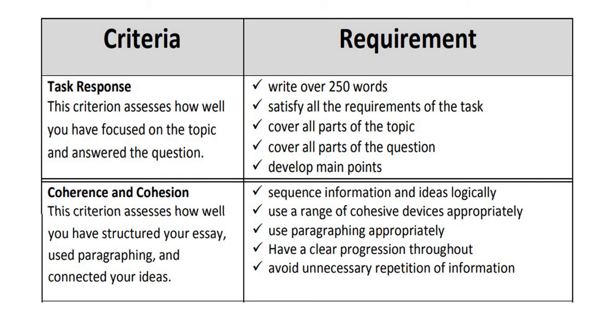So going back to the criteria and the requirement, number one here is TR. This criterion assesses how well you have focused on the topic and answered the question. This includes word count. As you know, in task 1, at least 150 words. In task 2, 250 words. You have to satisfy all the requirements of the task and cover all parts of the topic, cover all parts of the question, and develop your main points. I'm going to show some samples for this one later on.